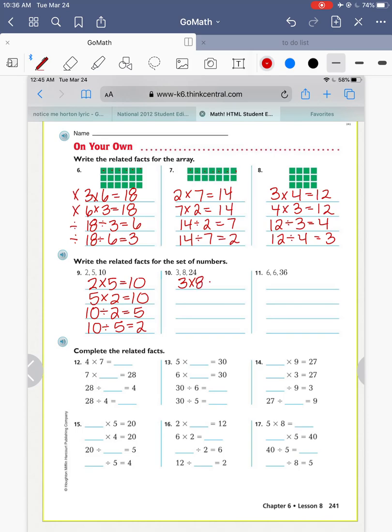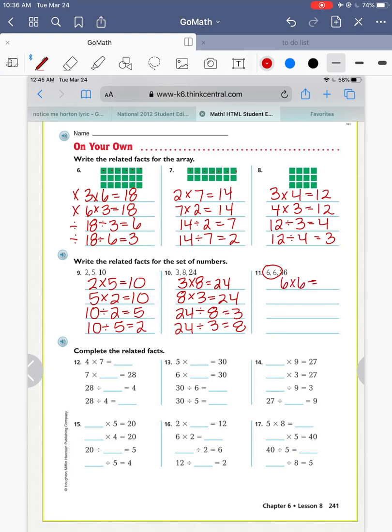3 times 8 is 24. 8 times 3 is 24. 24 divided by 8 is 3. And then 24 divided by 3 is 8. Look, you have 2 of the same numbers here. So that means you only need 2 facts.